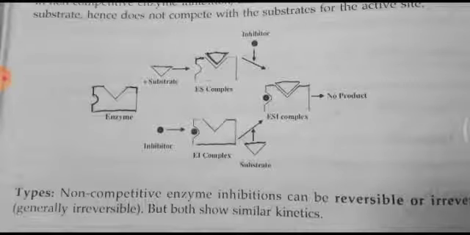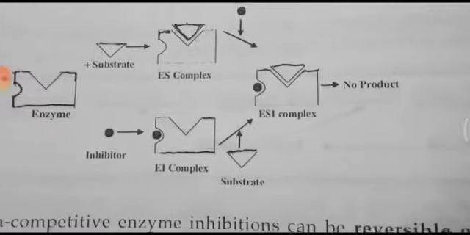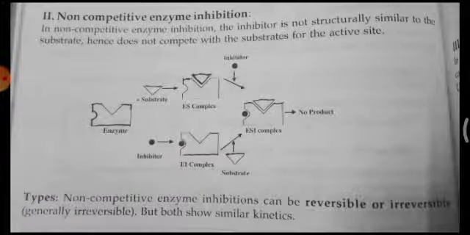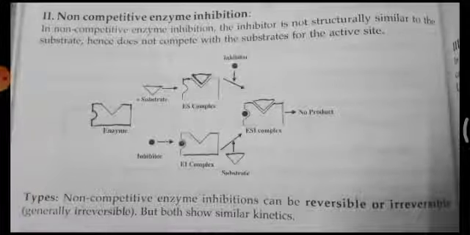Here you can see the inhibitor is not binding to the active site, it is binding to a site other than the active site. You can see the triangular shape is the active site, and the curve shaped area is the inhibitor binding area of the enzyme. So the active site binds the substrate and the inhibitor is binding other than the active site, hence it is non-competitive, where there is no competition between substrate and inhibitor.